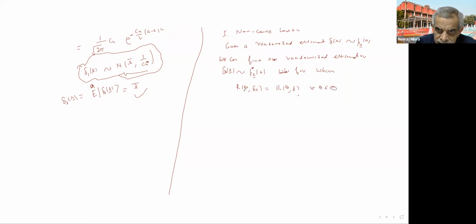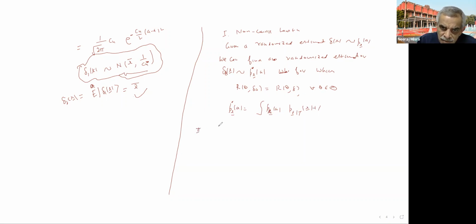And how do you construct this delta naught? For delta naught, I just need the density p x star a. It says take the density of the original estimator, which is not depending on sufficiency, take its expectation with respect to the conditional distribution of x given T, where T is sufficient. Okay. So then this delta naught and delta will have the same risk function.